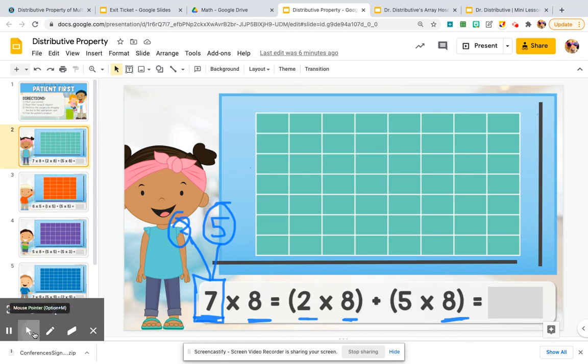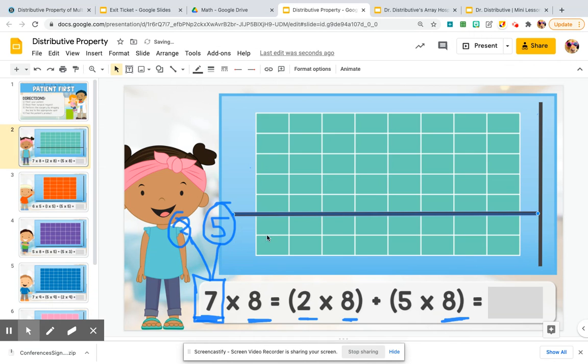So let's go ahead and do that. I need to make an array here. I need to split this in a way where I have 2 rows of 8. So I'm going to split it by the rows. 2 rows of 8. Here it is, 2 rows of 8. Look at this bottom part.